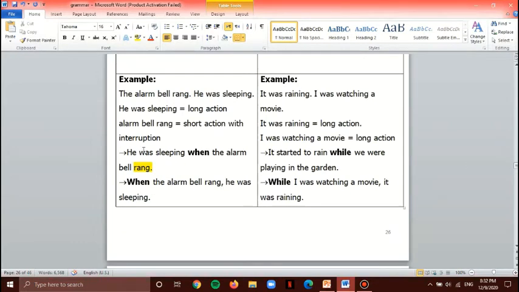So here, where is the short action? We said the short action is the alarm bell rang. So I put when before this action. And to make it even easier for me, when comes before the past simple. Okay, the short action always comes in the past simple tense. So I put when before the past simple. Fine.